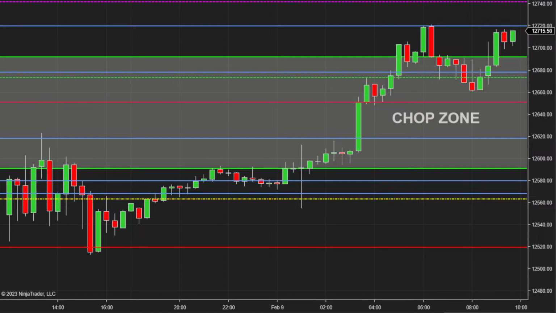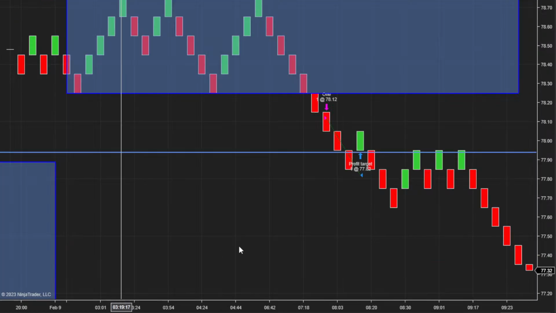ES. I'm testing that ES setup. Yesterday was my first day testing it live, and it did pretty well. Today is not doing as well. Oil was 1 for 1. We can look at that.